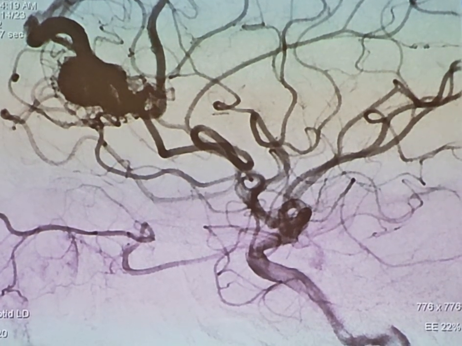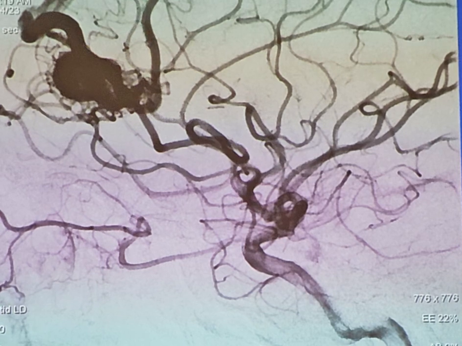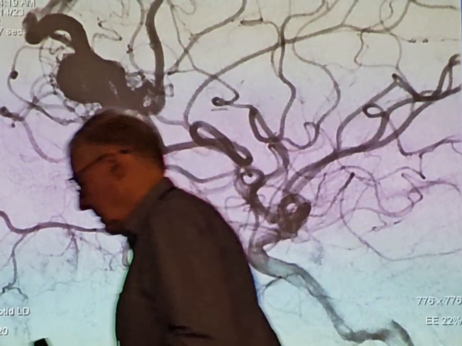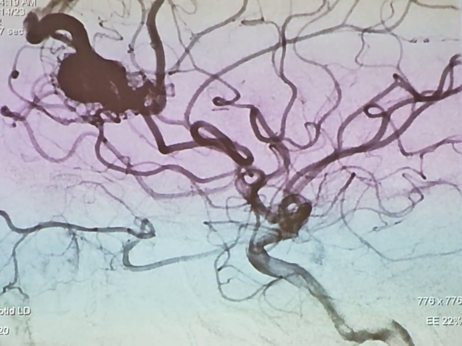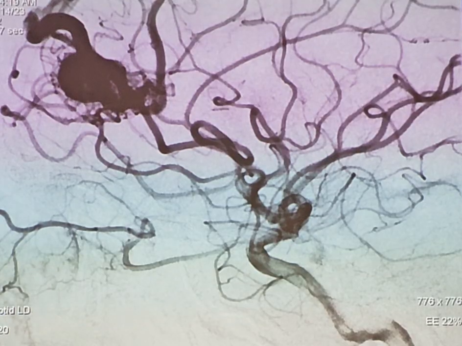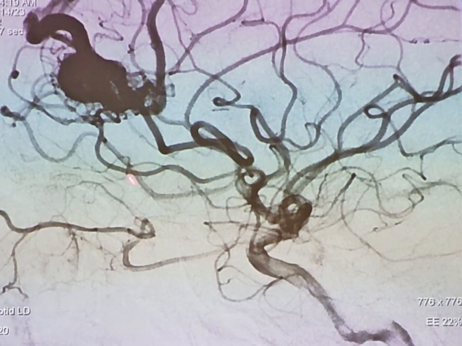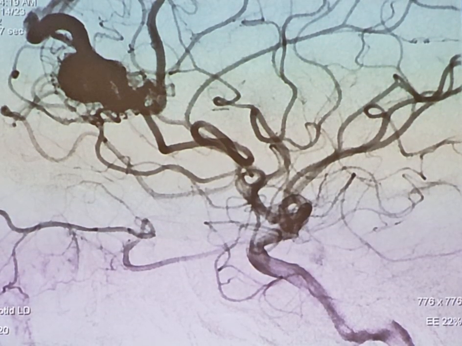But remember, the normal ophthalmic artery goes through the optic foramen with the optic nerve, usually lateral to the nerve, then it goes over the top immediately, and that's what that curve is. That's where it comes over the optic nerve and then goes forward.